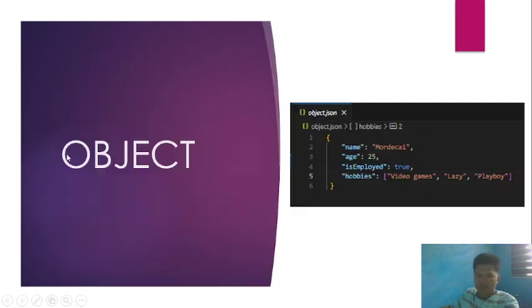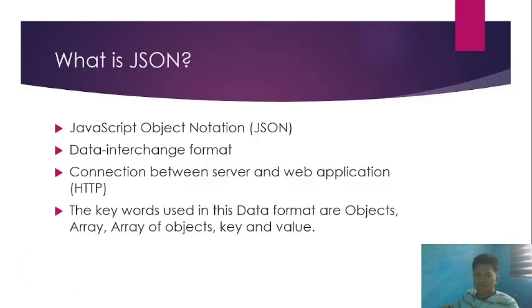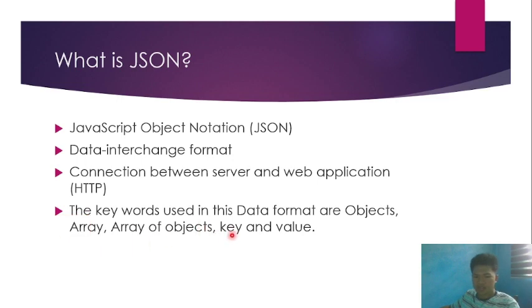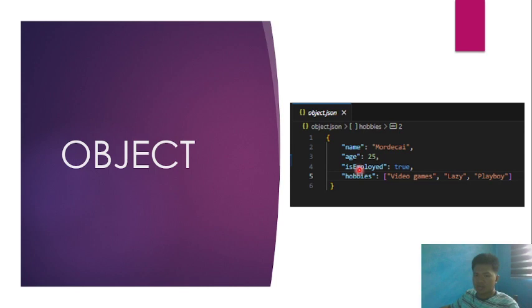So, this is an example of an object in JSON. So we mentioned previously that in the keywords there are keys and values. In this example, we see that this is an object. The object is contained in a set of curly braces. So all of this is an object. The name here is the key. Name, age, is employed, or hobbies.